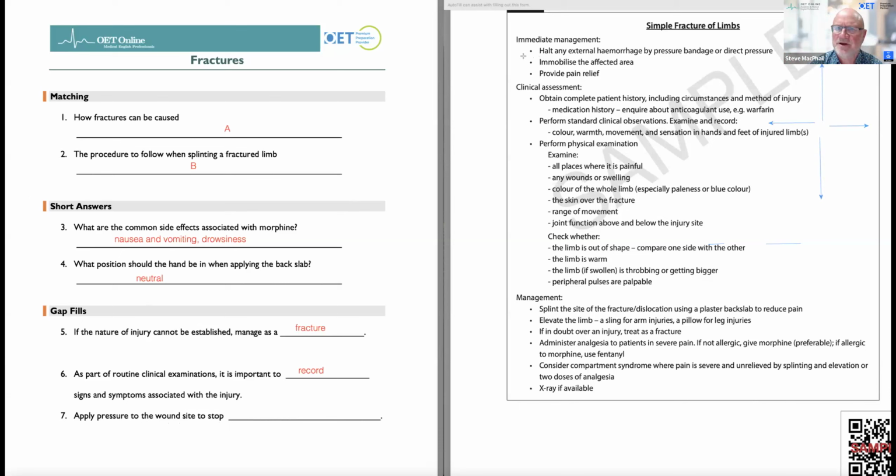Now, in this case, we want to stop something, and I've got this immediate management. Probably as medical professionals, you know what you want to stop, right? If it's a wound, maybe you want to stop the blood, right? You can use your medical knowledge. Then we can look at the first bullet point. Halt any external hemorrhage by a pressure bandage or direct apply pressure. What are we stopping? Halt. Halt means stop any external hemorrhage, to stop. So that's our answer. May not need any, but I'll put it in anyway.